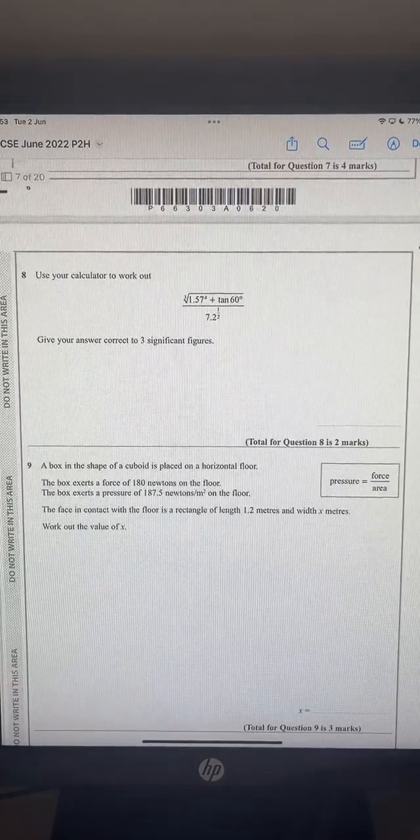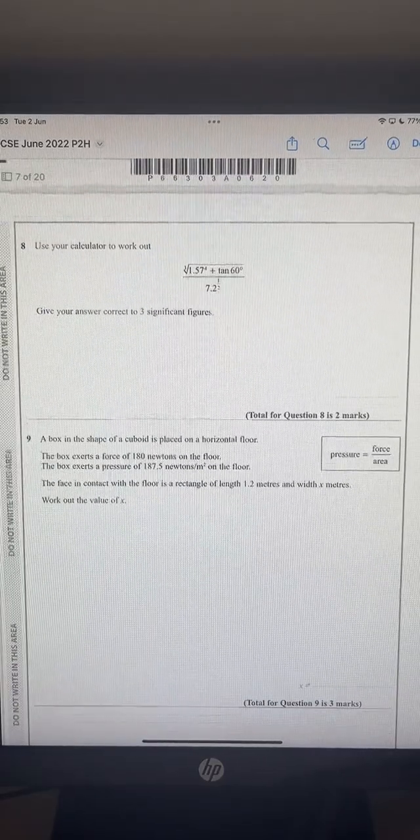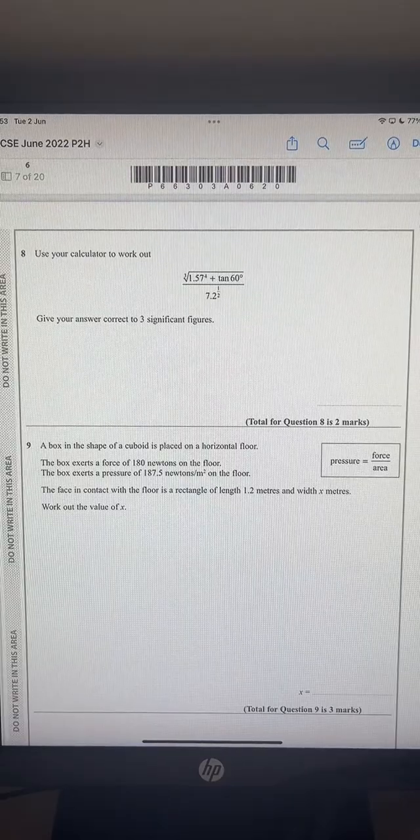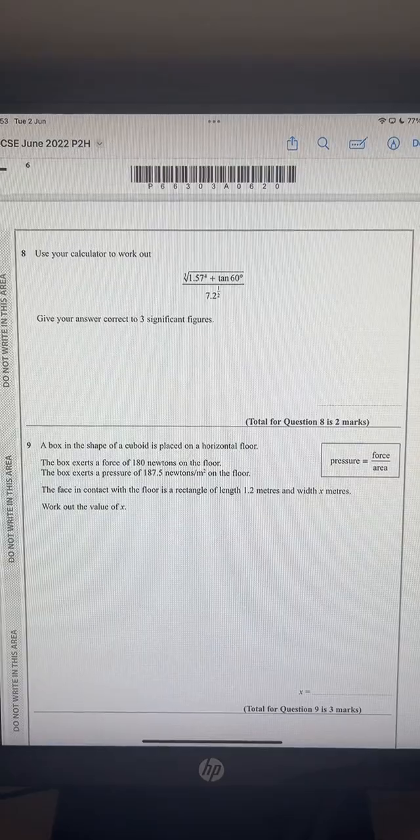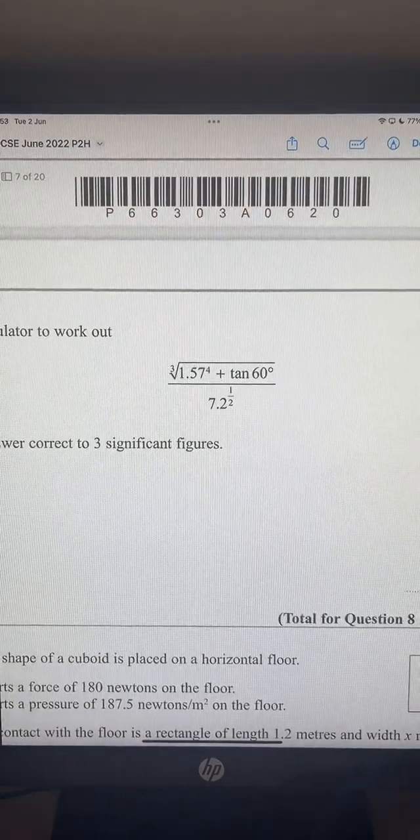Awesome, guys. Question 8. If you guys get a question like question 8, you should be super duper happy. It is a free 2 marks. All you need to know is how to use a calculator. So make sure you know how to use a calculator. So I'll zoom in on this one.